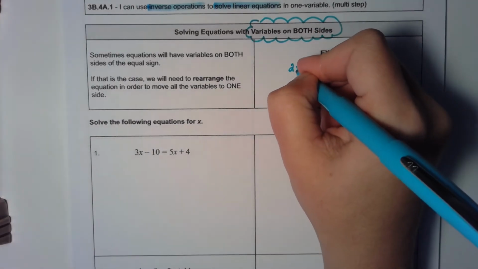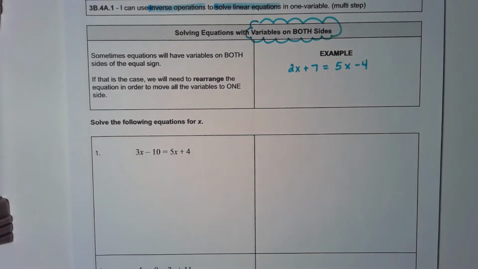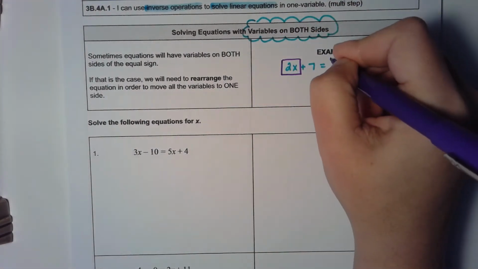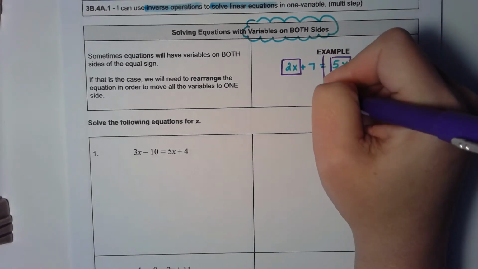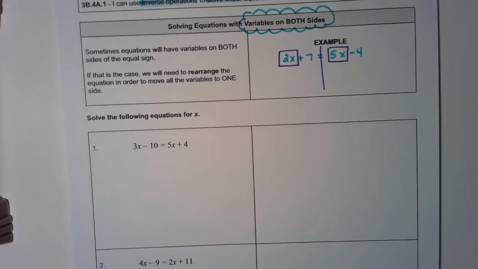If we had 2x plus 7 equals 5x minus 4, you can see that in this equation, we have variables, or x's, on both sides of the equal sign. In order to solve this, you're going to need to make sure that you move all of the terms that have an x to the same side so that you have one x in the problem instead of multiple x's, and then you can solve. That is going to be our new first step, is kind of get the x's together. So let me show you an example.